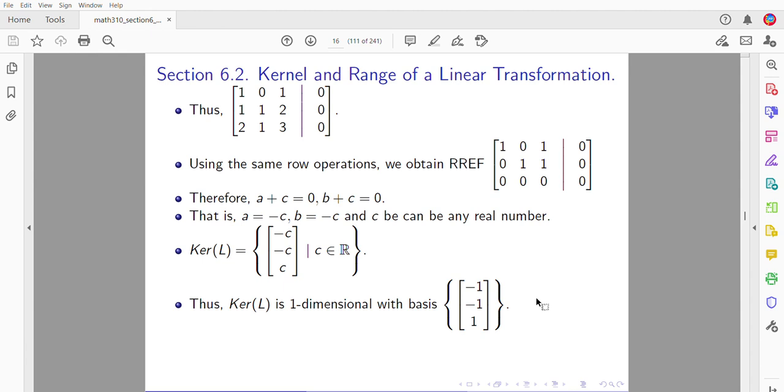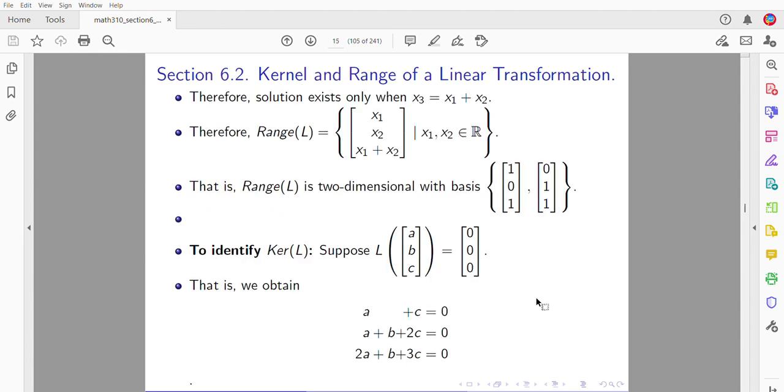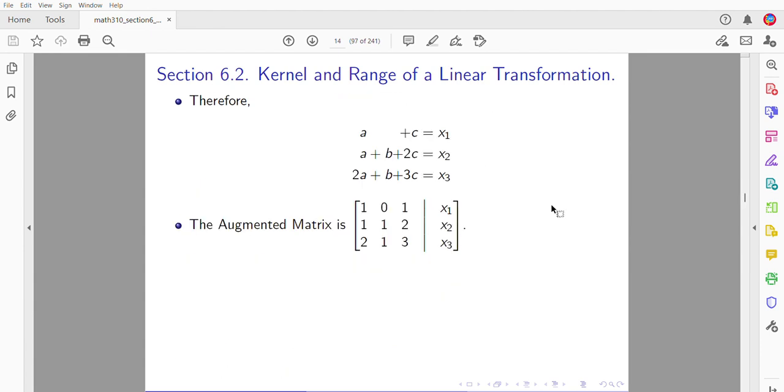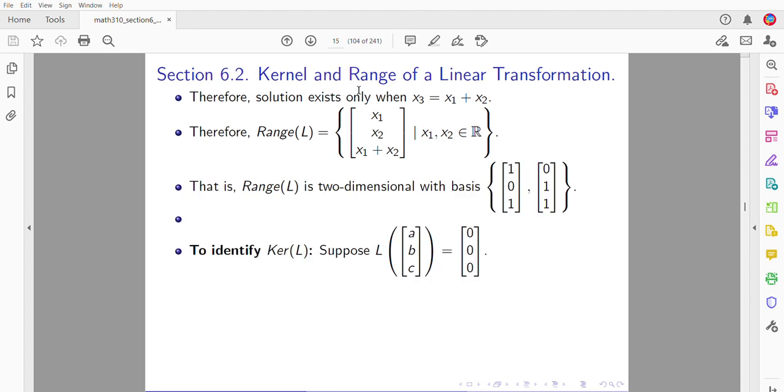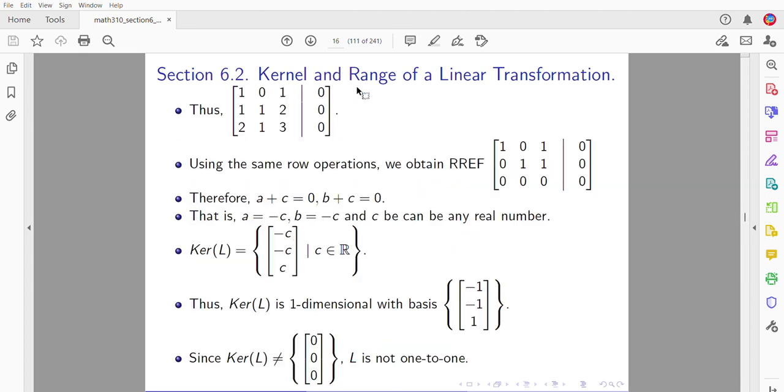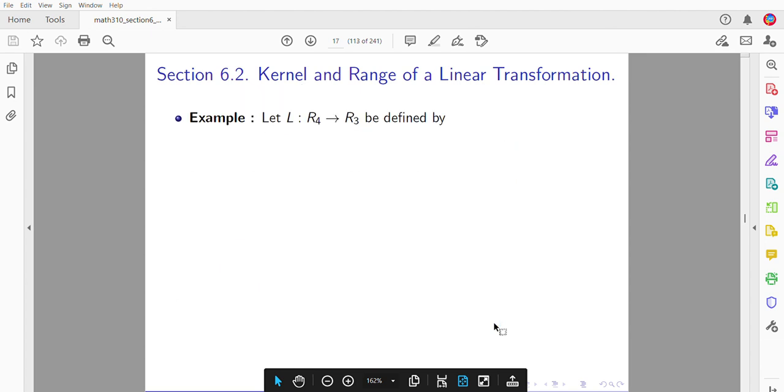Range, if you recall, is two dimensional. Remember this example. Why is this important? Remember L goes from here to here. Range dimension plus kernel dimension. Okay, keep that in mind. By the way, kernel has something non-zero, so L is not 1 to 1. That's a given. Let's look at another example.